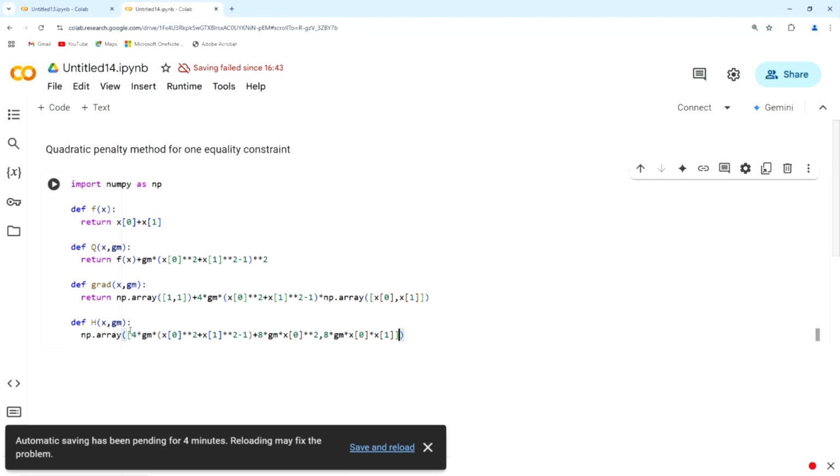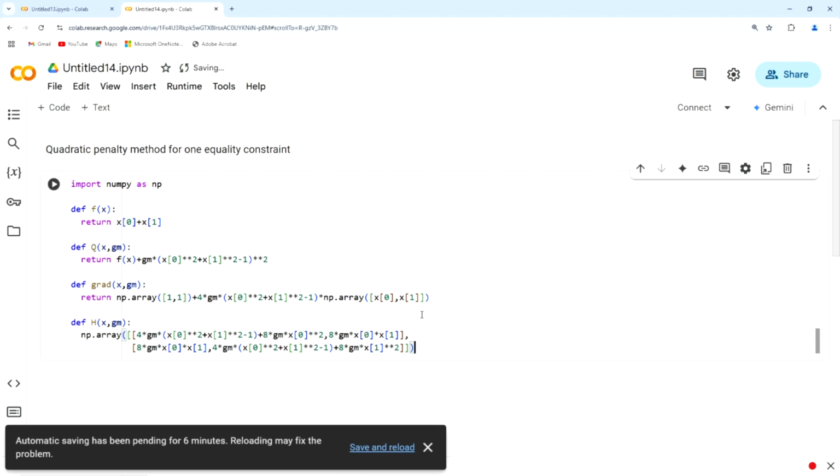Okay, so that is the first row, and the second row will be a copy of this, but in a slightly different way. It is 8 gamma x of 0 x of 1, that is fine, but this is going to be 4 gamma into x of 0 squared plus x of 1 squared minus 1, plus 8 into gamma into x of 1 squared, okay.